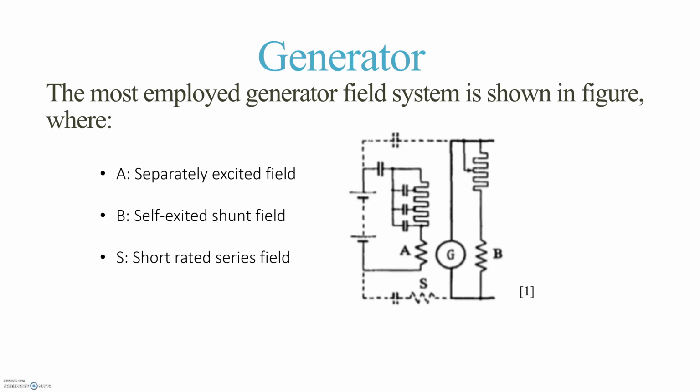The most employed generator field system is shown in the figure on the slide, where A is the separately excited field for power regulation and B is the self-excited shunt field for reduction of range required on external regulators. Here A and B are additively working together, and to complete the design a short rated series field is also included that guarantees enough torque generation to start the diesel engine.